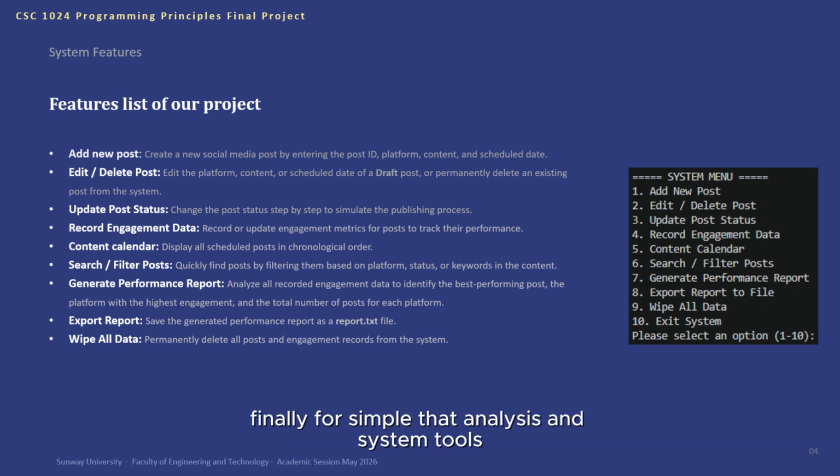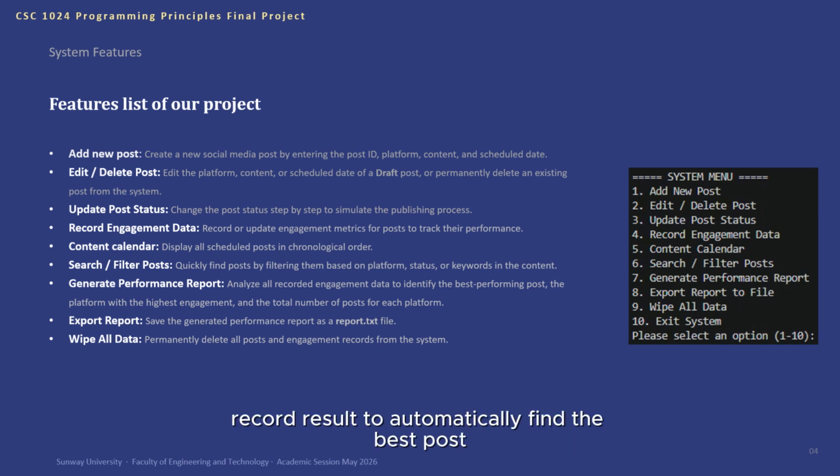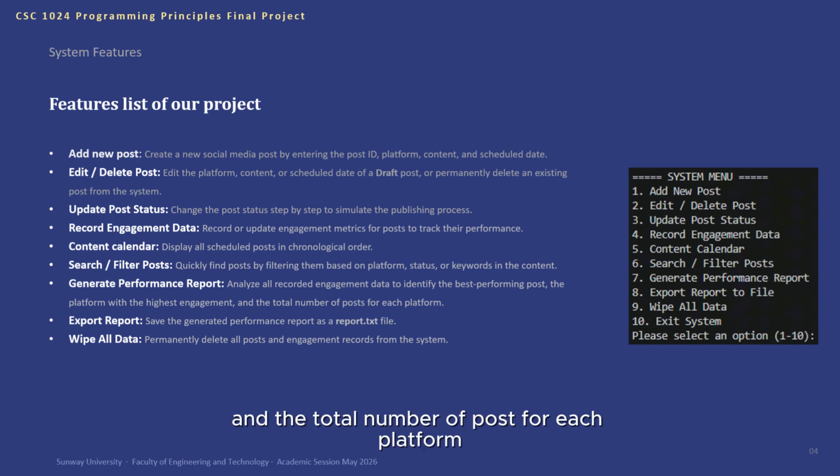Finally, for simple data analysis and system tools, option 7, generate performance report. Check the recorded results to automatically find the best post, the platform with the highest interaction, and the total number of posts for each platform.